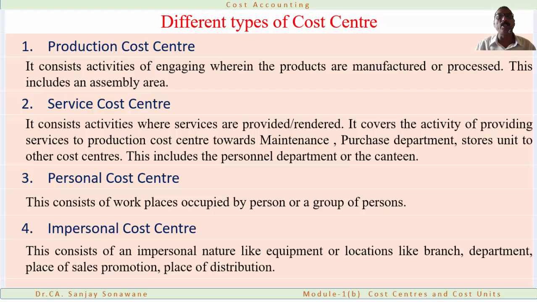Another classification is also there, impersonal cost center. Now here the classification is for other than persons. Now what are the categories under which these classifications can be done? So let us see what this consists of. This consists of an impersonal nature. It's like branch, department, place of sales promotion, place of distribution.